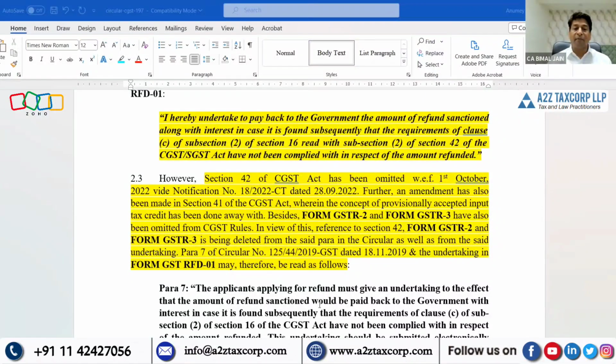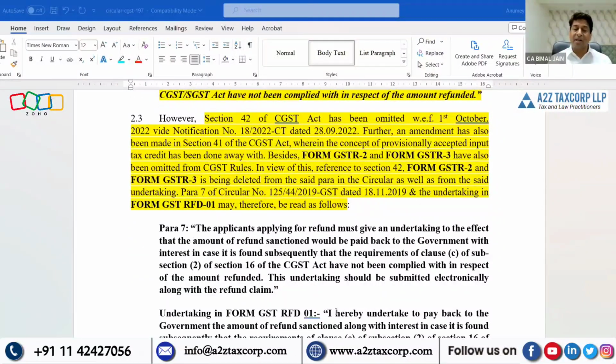So the reference of 42 is being omitted, but section 16 subsection 2 clause C is continuing, meaning thereby you are undertaking that your supplier must have paid taxes either through e-cash ledger or e-credit ledger when you are filing your refund claim of ITC on your zero-rated supply. That is what it is all about.